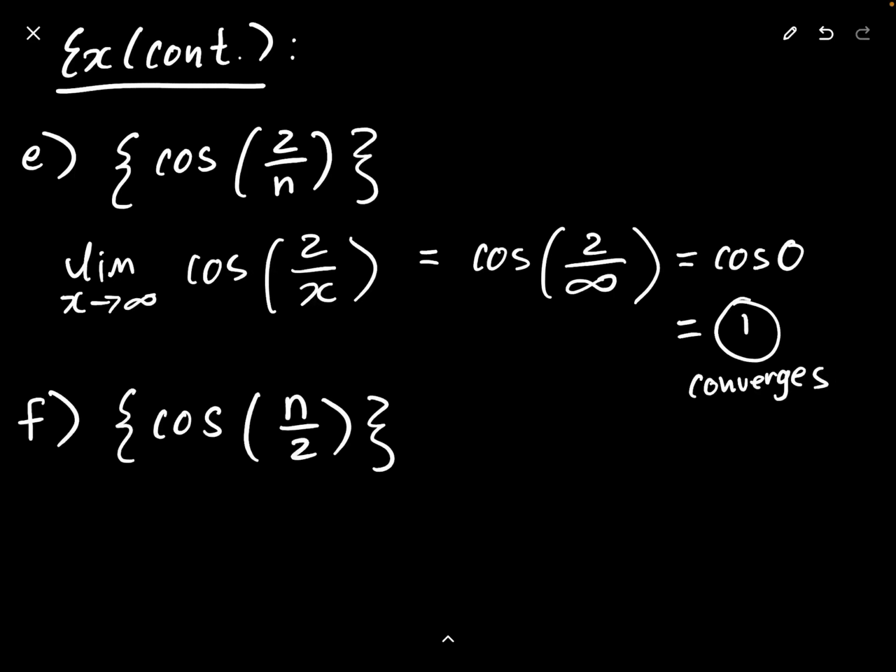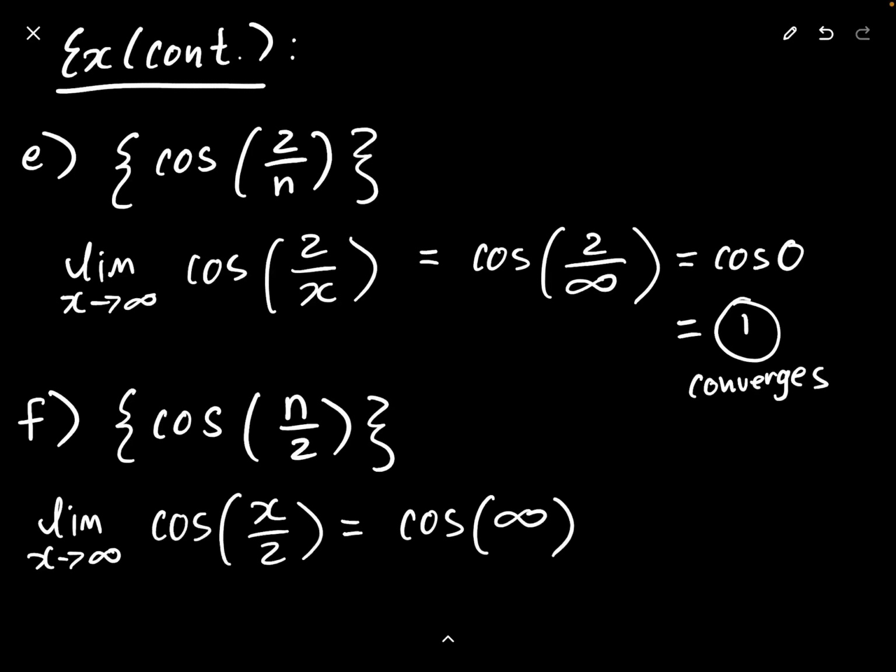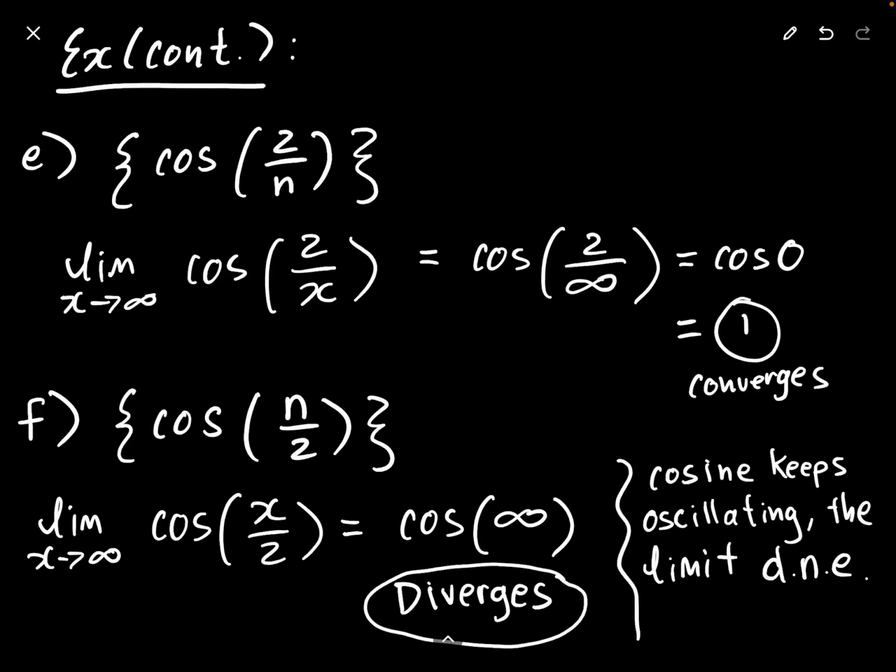Next I have cosine of n over 2. So we'll compare that to the function cosine x over 2. And since cosine and sine keep oscillating, the limit does not exist. So the sequence is divergent.